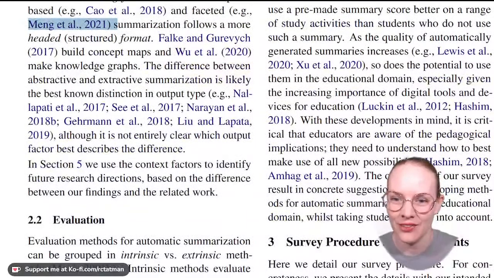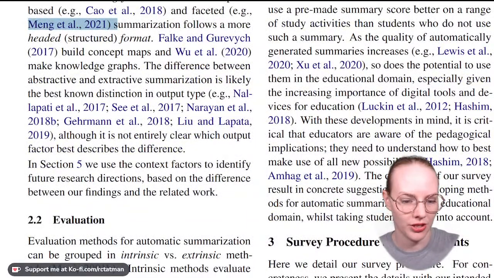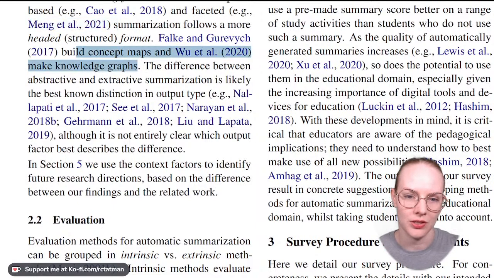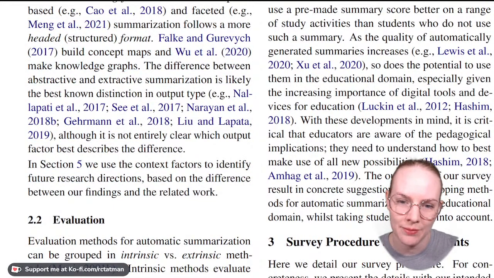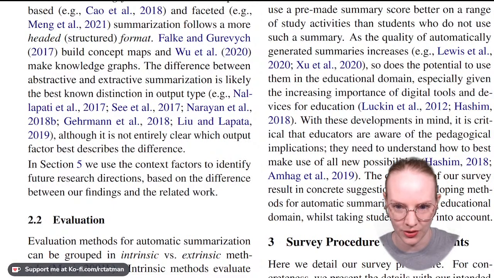All right, Falk and Gurevich, again, apologies if I mispronounce anyone's name, build concept maps, and Wu et al. 2020 make knowledge graphs. So these are graph structures for information. The difference between abstractive and extractive summarization is likely the best known distinction in output type, although it's not entirely clear which output factor best describes the difference.